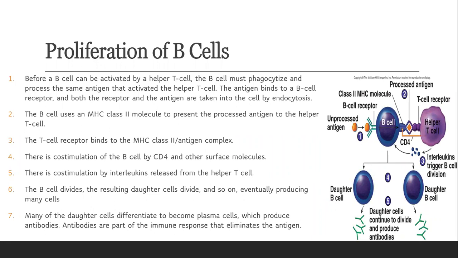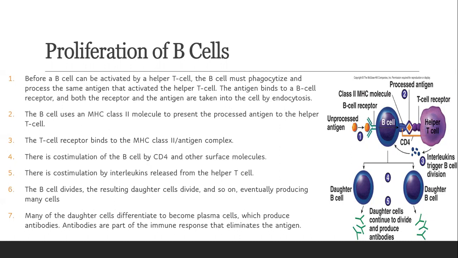Next is proliferation of the B cells. Before a B cell can be activated by a helper T cell, the B cell must phagocytize and process the same antigen that activated the helper T cell. The B cell uses MHC class 2 molecules to present the processed antigen to the helper T cell, and the T cell receptor binds to the MHC class 2 antigen complex. Then there will be co-stimulation between the B cell and the helper T cell by CD4 and other surface molecules, and there will also be stimulation by IL released from the helper T cell.